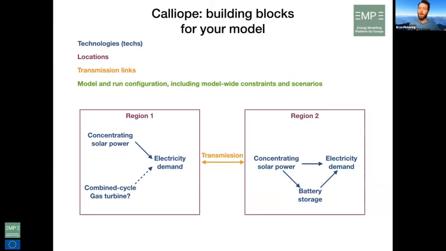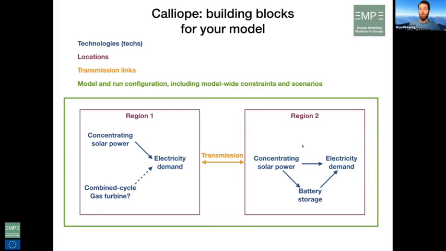So what's going on in one region can be connected to what's going on in another. And so you could send oversupply to an undersupplied region if needs be, but you have to invest in that transmission link. So there is also the need to spend money on reinforcing that line, and you're not sure how much you want to do that. All of these are model components, and then you ultimately wrap it in the model and run configuration, and with any model-wide constraints if you wanted to.